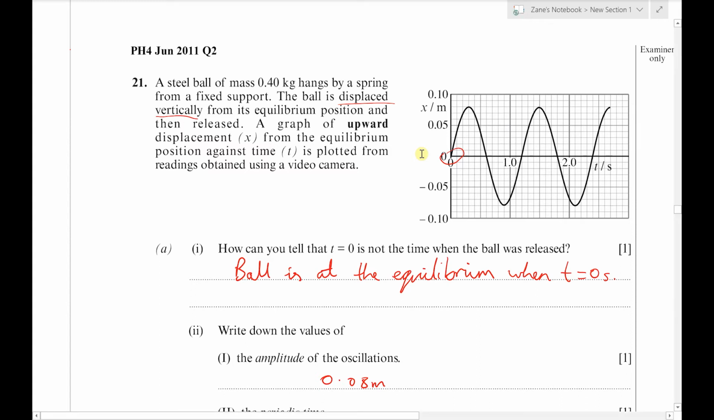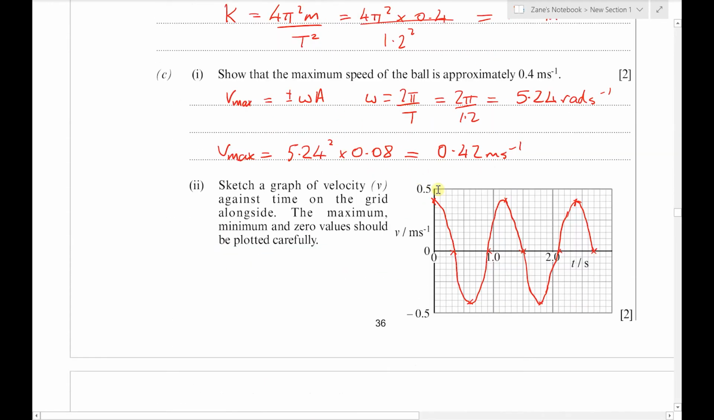That can also be derived from the fact that the graph for displacement against time is sinusoidal, and velocity is the rate of change of displacement. So if we were to differentiate a sine function, we actually end up with a cosine function. So our graph needs to be cosinusoidal, starting at about 0.42, and every 0.3 seconds, a quarter of that 1.2 second period, it goes from 0.4 to 0 to minus 0.4 to 0 and so on. I apologise about the quality of the curve, but it's not too easy to draw on this tablet.